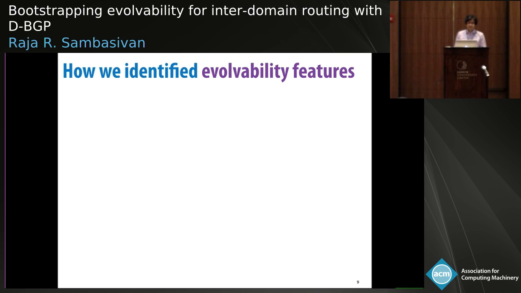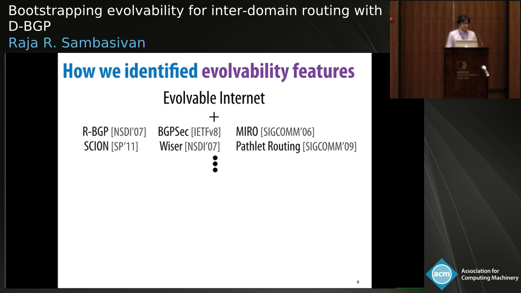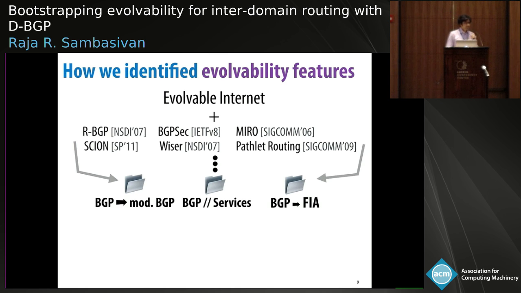So to identify the needed features, we first envisioned what an evolvable internet would look like. We then systematized what support 14 recently proposed inter-domain routing protocols would need to be deployed across non-contiguous islands in this internet. We found that we can map the protocols into 3 evolvability scenarios that differ in their goals, needed control and data plane support, and operators' incentives for deploying them.